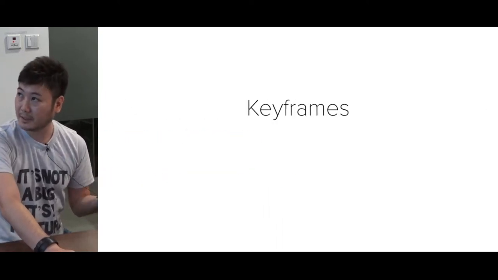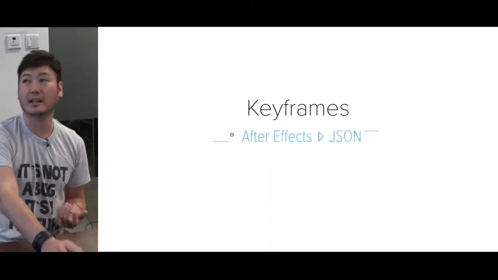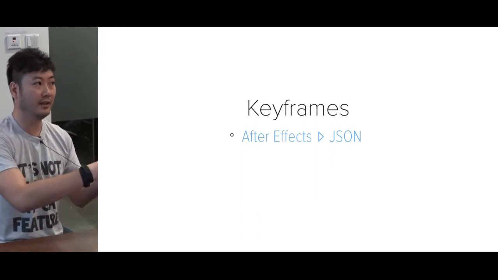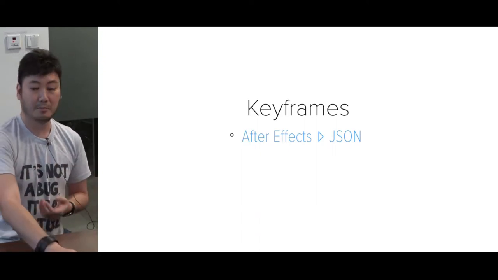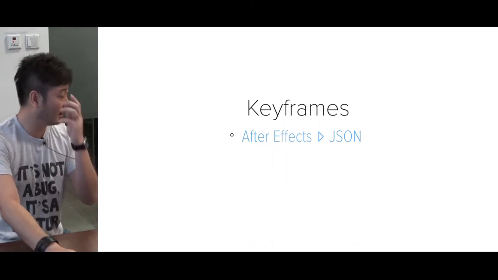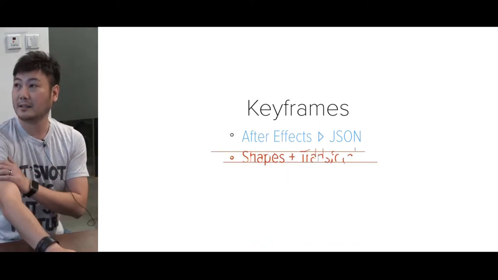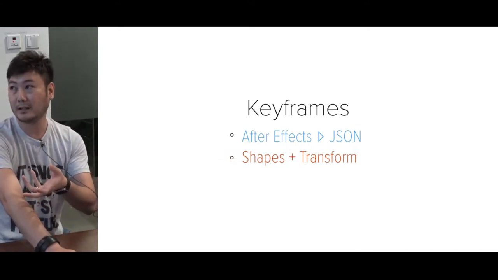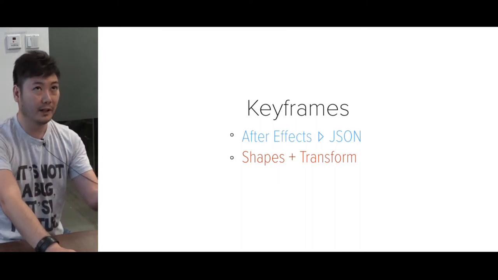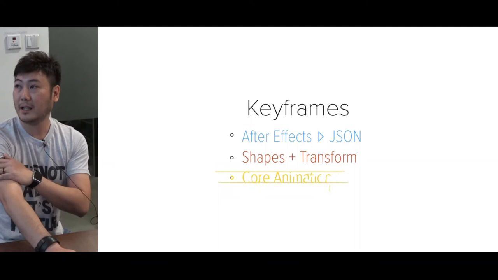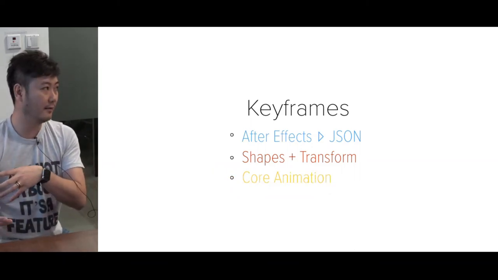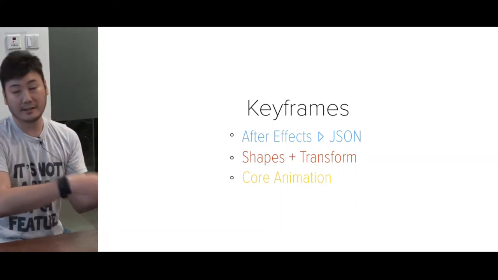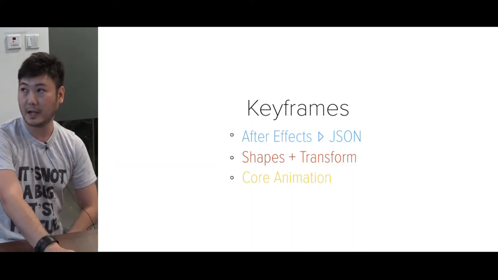What Keyframes essentially is, is an After Effects script which exports your composition in After Effects into a JSON file. Being a JSON file, it's really small because it's just text. It exports shapes and transform code in After Effects into a JSON file. They also provide a library for iOS and Android to sort of decipher this JSON file and translate it into Core Animation so we can use it on iOS.